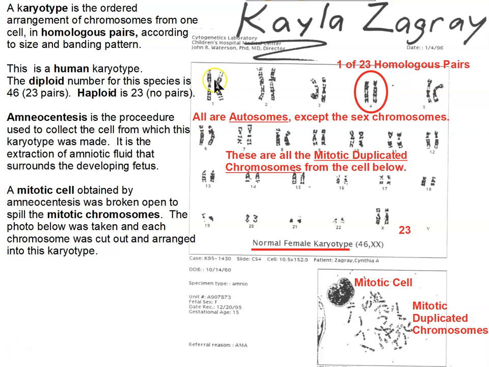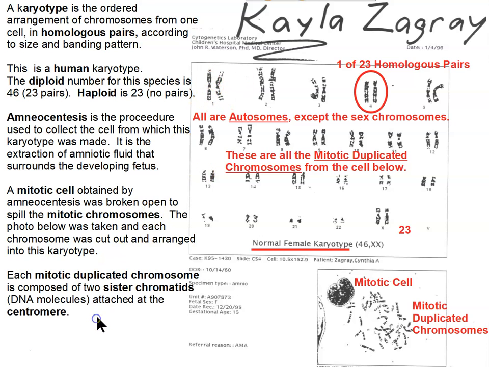Now you can't really tell by looking at these, but they are duplicated chromosomes, so that means that each one is made up of 2 sister chromatids, right? If you'll recall, they're attached at the centromere. They're attached along their length, so they're not really separate and you can't see the 2 separate chromatids, but you can kind of tell in the banding pattern that there are 2 chromatids side by side, connected all along their length.